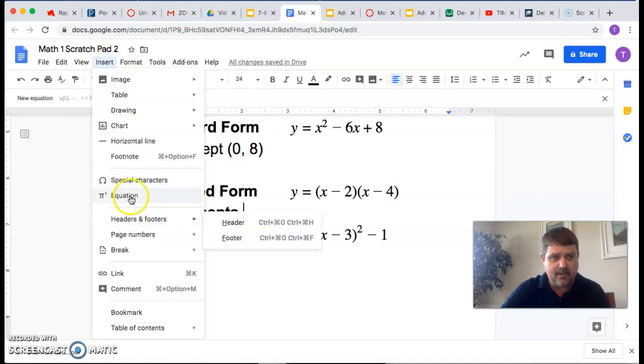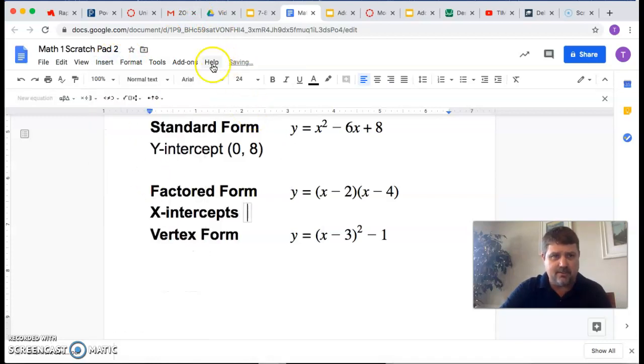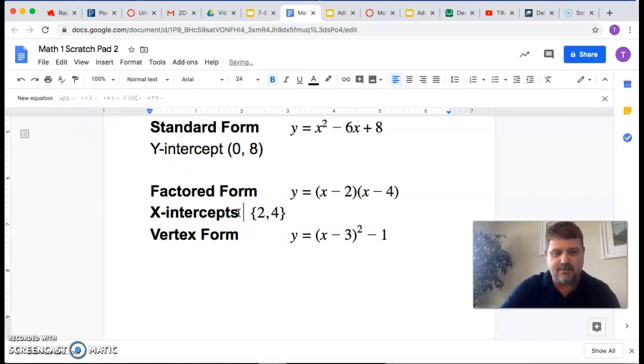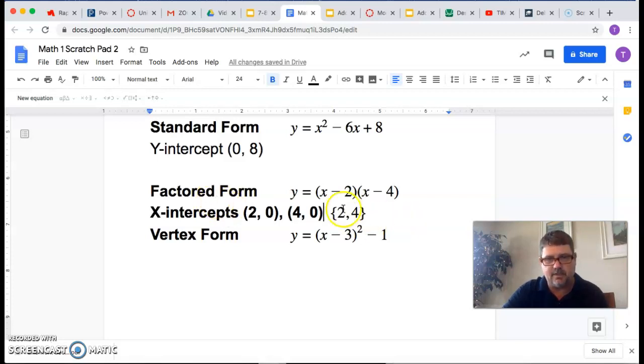Okay, so we're in factored form, and I guess I'll be consistent with the way things are working with our various programs we work in. It looks like we'd have solutions of 2 and 4 for an equation. But that's not what I wrote right here, was it? I wrote the x-intercept, so let's fix that. The x-intercepts would be, what, (2, 0) and (4, 0). And these are solutions to the related quadratic equation right here.